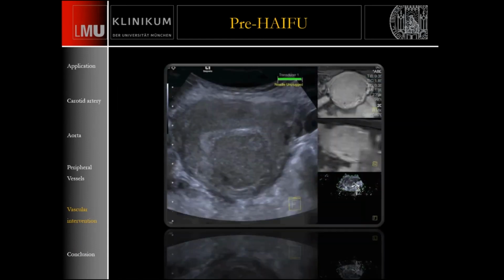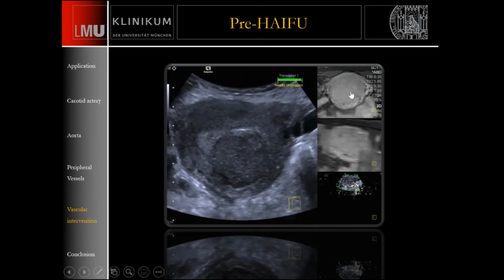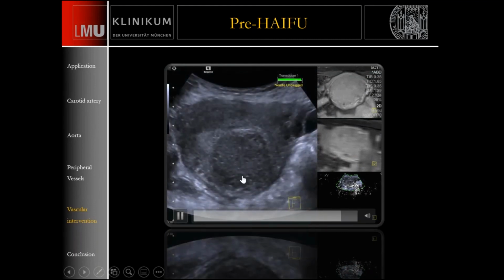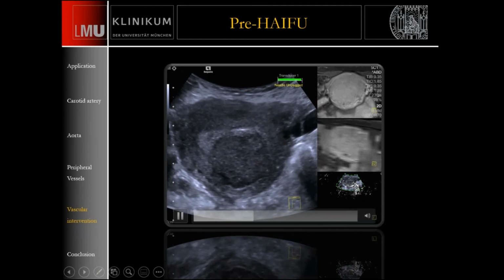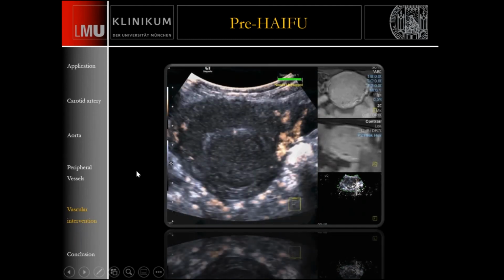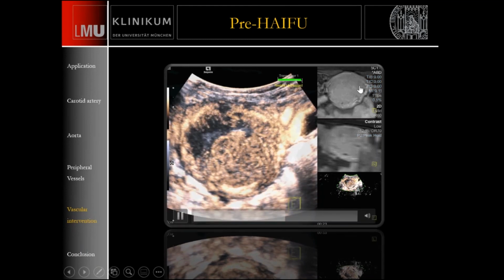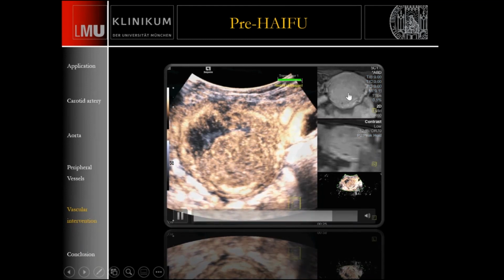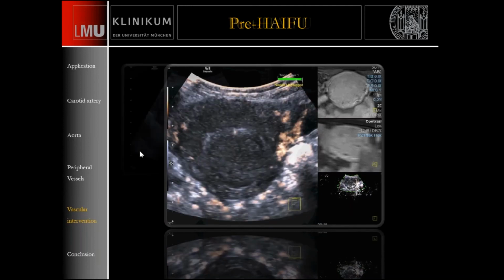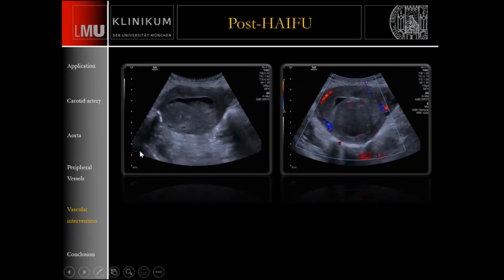Then we repeat the examination. Also, we see the myoma in the MRI. There's the myoma also in the grayscale, so that matched pretty good. And then we inject contrast. We see a nice perfusion of the myoma, same as we see it in the MRI. This was pre-treatment, and of course, we would like to follow the examination after treatment.